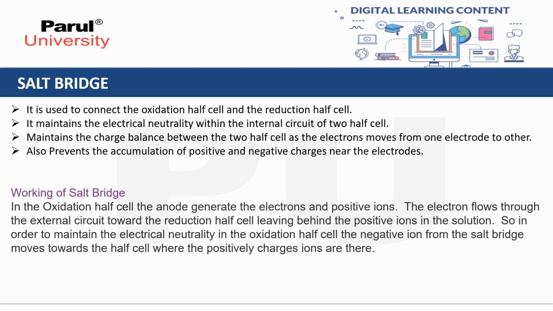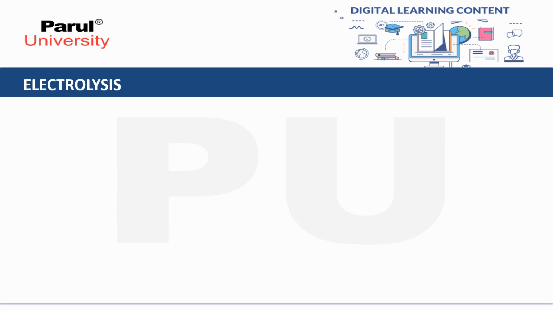Working of a salt bridge. In the oxidation half cell, the anode generates the electrons and positive ions. Hence, the electrons will flow through the external circuit toward the reduction half cell, leaving behind the positive ions in the solution. So, in order to maintain the electrical neutrality in the oxidation half cell, the negative ions from the salt bridge move towards the half cell where the positively charged ions are there. Similarly, the same phenomenon happens in the reduction half cell and the neutrality is formed.